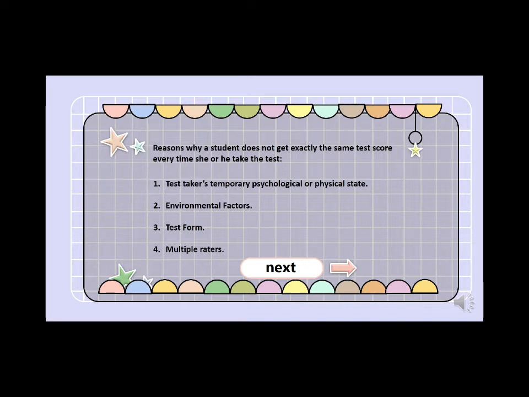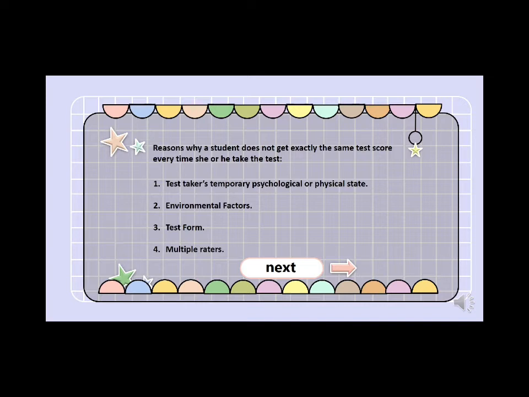Third is test form. Many tests have more than one version or form. Items differ on each form, but each form is supposed to measure the same thing. Different forms of the test are known as parallel forms or alternate forms. These forms are designed to have similar measurement characteristics, but they contain different items because the forms are not exactly the same. A test taker might do better on one form than on another.